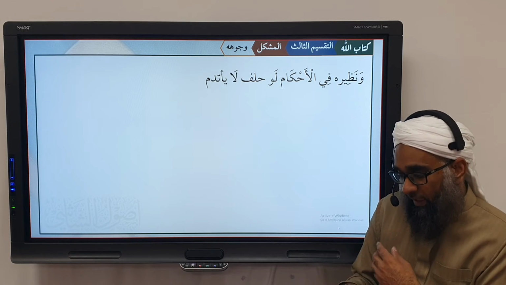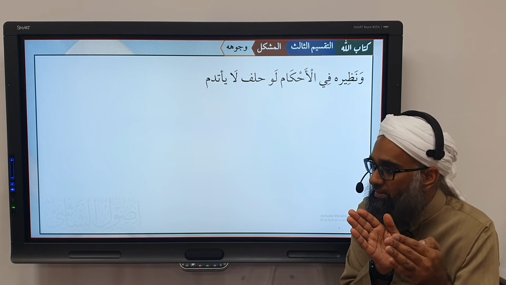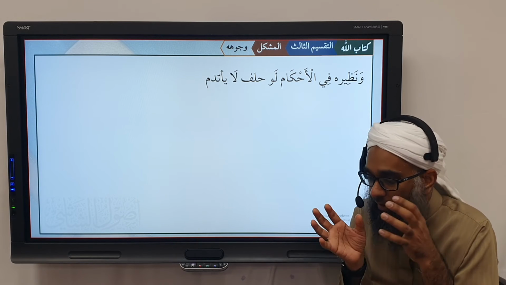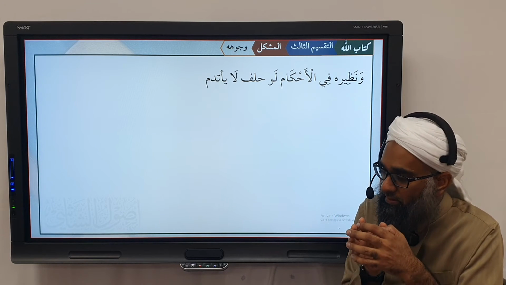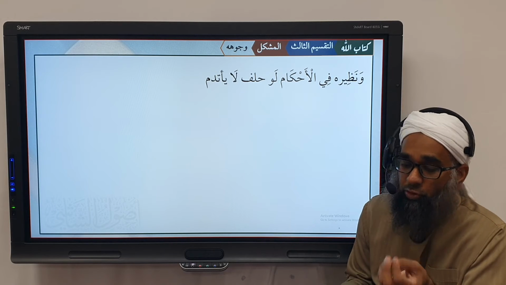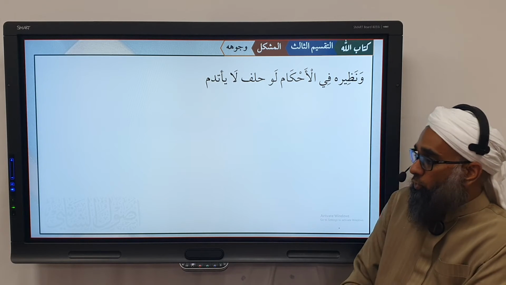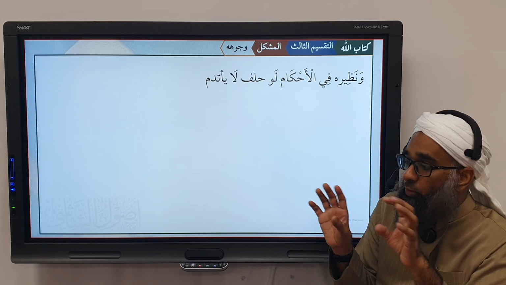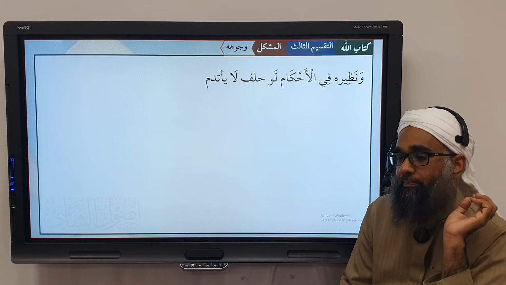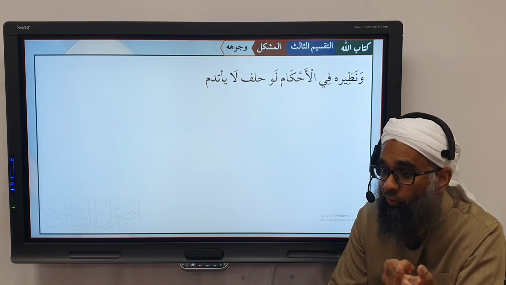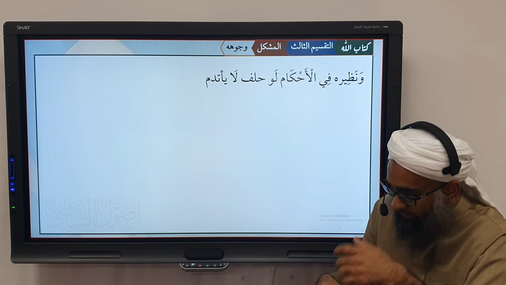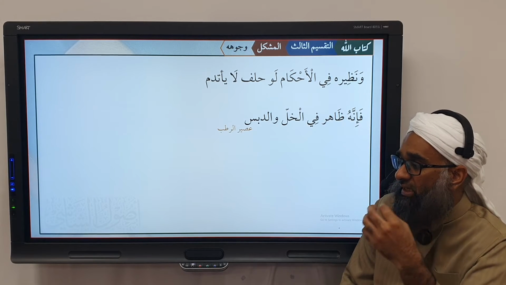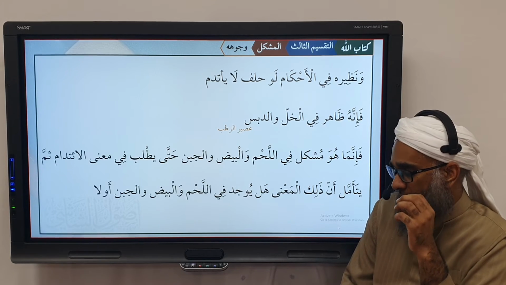Now again, as I said before, for some of these examples we look at precedents, and how the earlier fuqaha dealt with these examples and juz'iyat for us to deduce rulings. So وَنَذِيرُهُ فِي الْأَحْكَامِ, an example of this in rulings, is لَوْ حَلَفَ لَا يَعْتَدِمْ. He takes a qasam, an oath, and he says لَا يَعْتَدِمْ. Now itidam, if you look at the word idam, فَإِنَّهُ ظَاهِرٌ فِي الْخَلِّ وَالدَّبَسِ. What does it mean here?